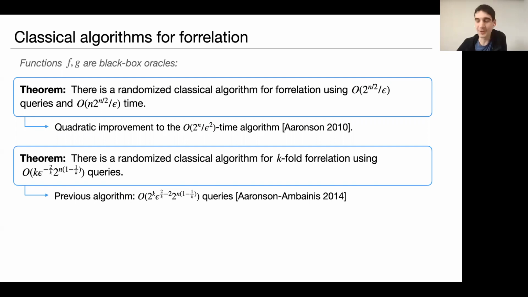So on the previous slide, I was obscuring some complexity in the prefactors to this 2 to the n times 1 minus 1 over k dominant term here. There are also terms in k and epsilon. And we improve the query complexity, we improve these prefactors quite dramatically. So for instance, you see here that the improvement in k is an exponential improvement.